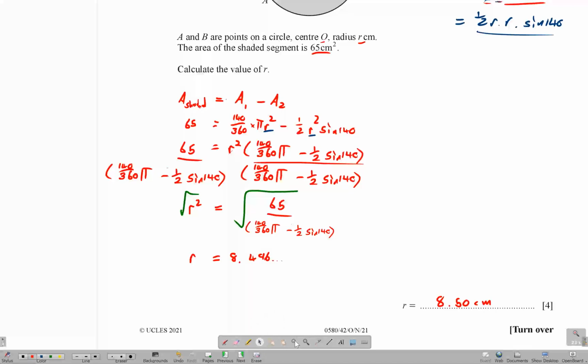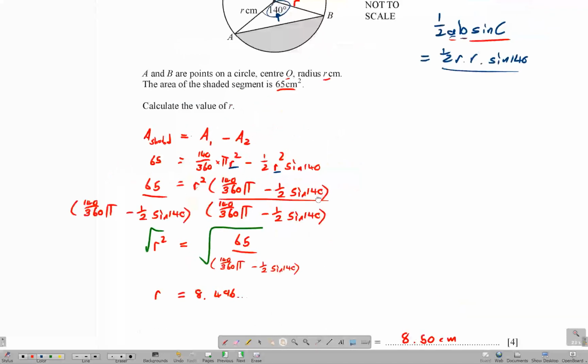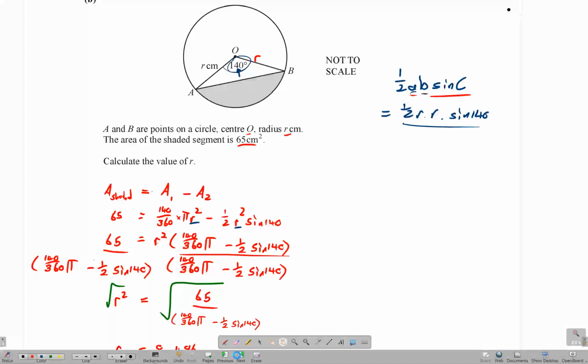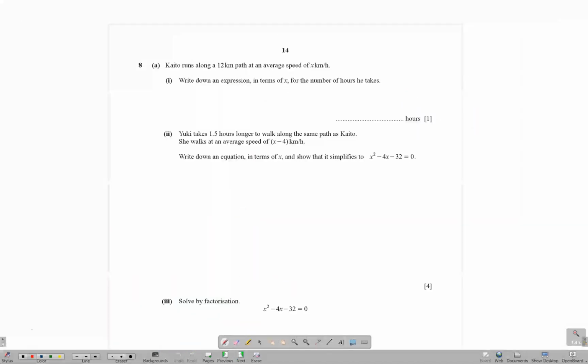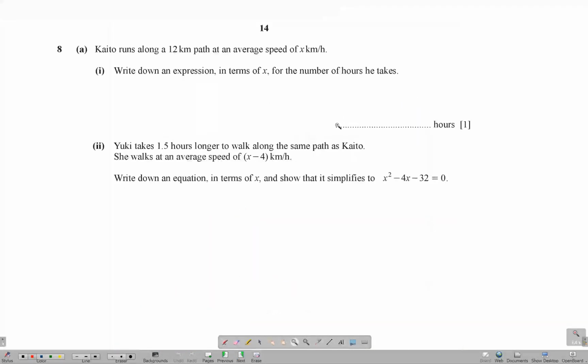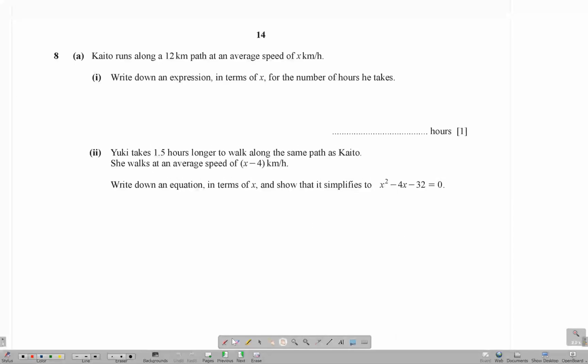All right, but that's it for this question, guys. Let's move on. Let's see if we can work in one more. We have a few minutes left. Okay, let's see. Question 8. Kaito, I think that's pronounced correctly.